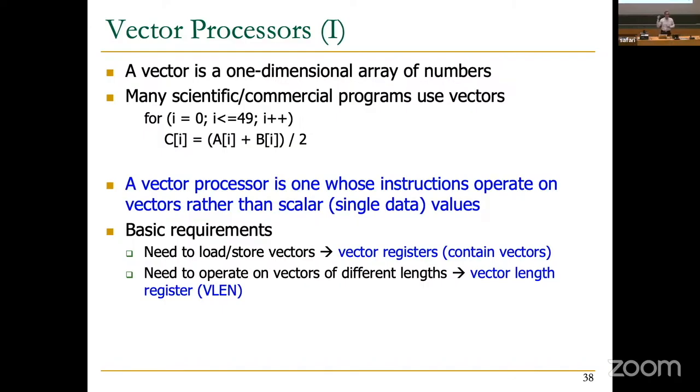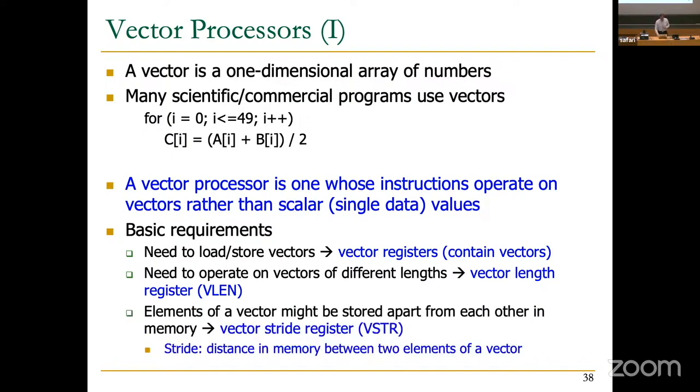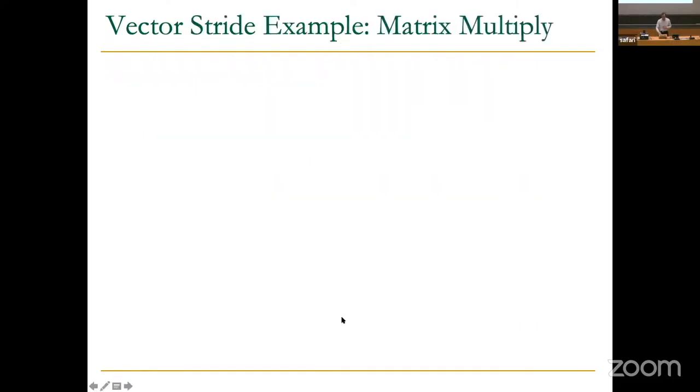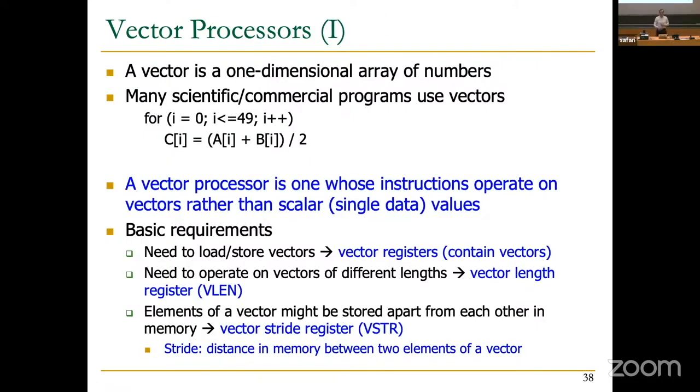Now, GPUs are nice. They eliminate this vector length. It's easier to program. And then there's a vector stride register. This is something I'll introduce. How many of you know the notion of stride? Okay, good. You're going to learn something again. Basically, elements of a vector might be stored apart from each other in memory, and the vector stride register denotes how far apart. They should normally be stored regularly apart from each other. Irregular storage, we're going to handle later with some different types of instructions. But basically, stride is the distance in memory between 2 elements of a vector.